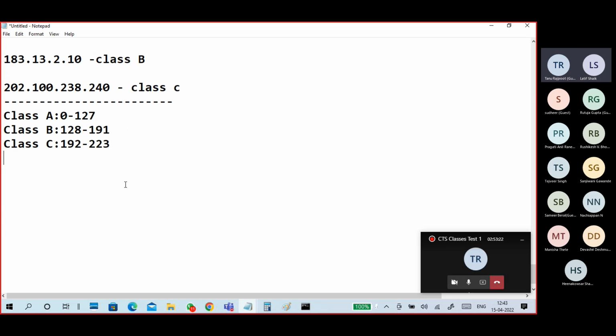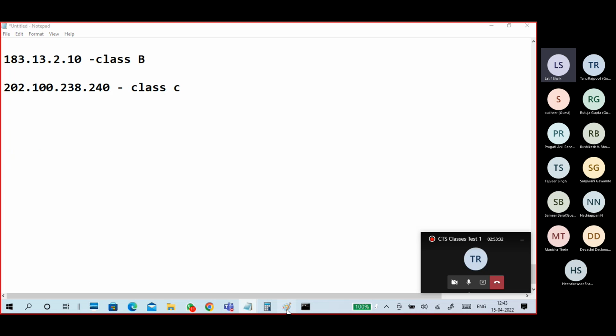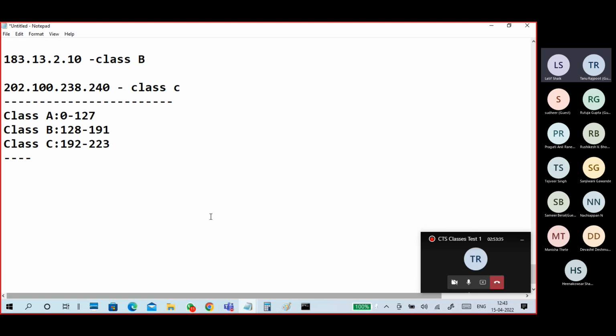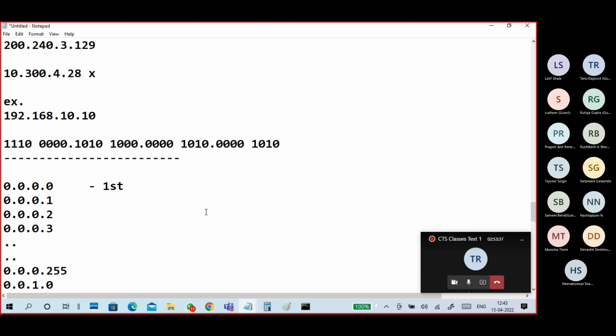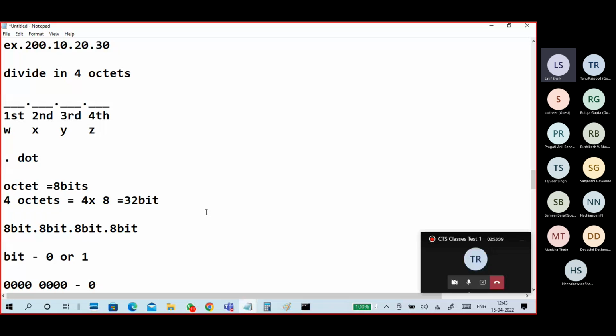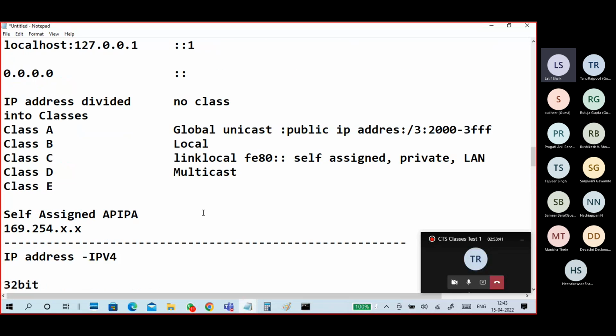Each IP address is divided into a host portion and a network portion, so that we will also discuss here. What is host? What is network? We got the point, right? Host portion, network portion.